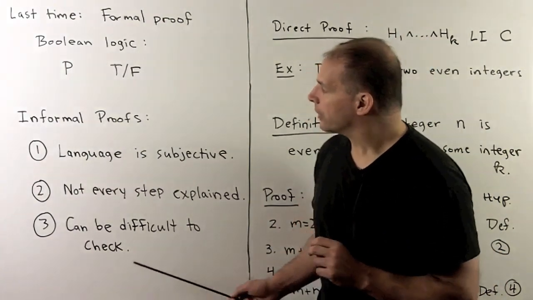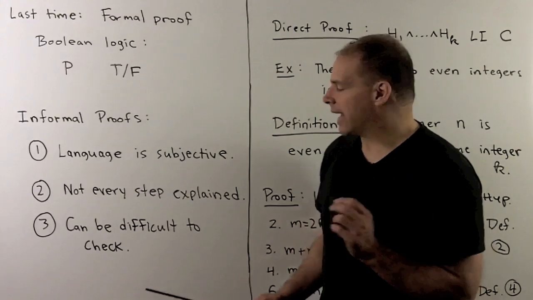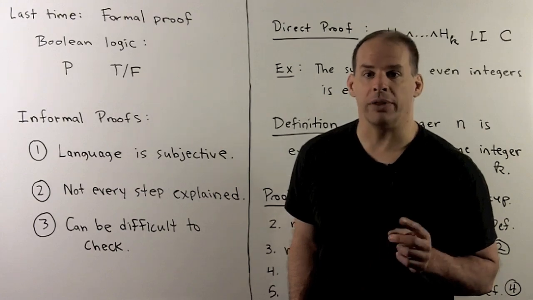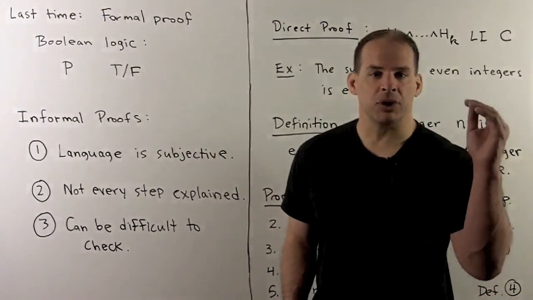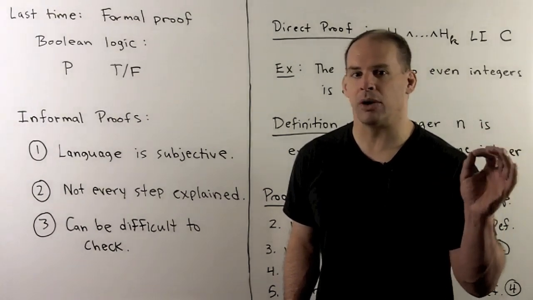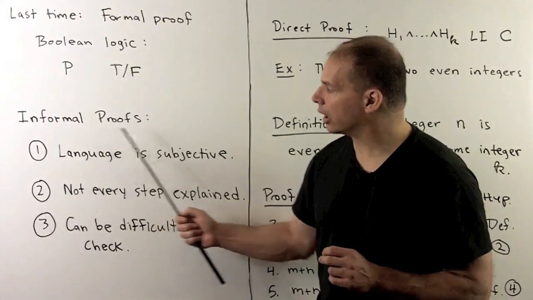One last thing, an informal proof, because of the language issue, can be very difficult to check and time consuming. On the other hand, if you want to check a formal proof, because of the way Boolean logic's set up, this is the type of thing you could program into a computer, let it run, and it'll check your work. Usually we can't do that here.